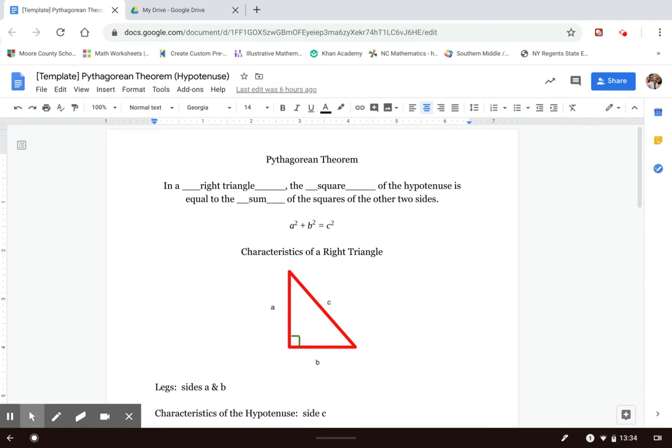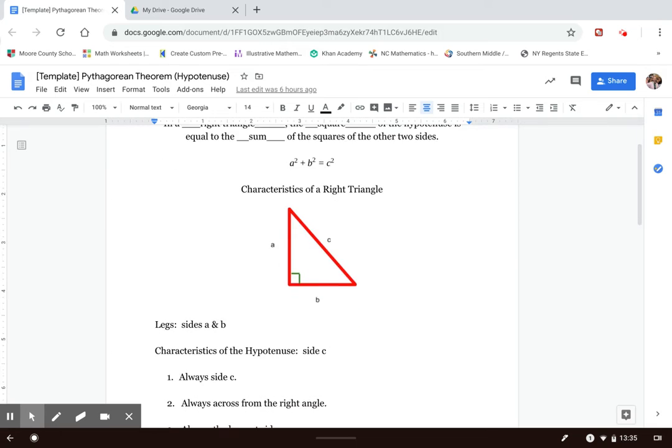So in a right triangle, the square of the hypotenuse, which is C, is equal to the sum, and sum means addition, of the squares of the other two sides. So we have a squared plus b squared equals c squared. That is the Pythagorean theorem.